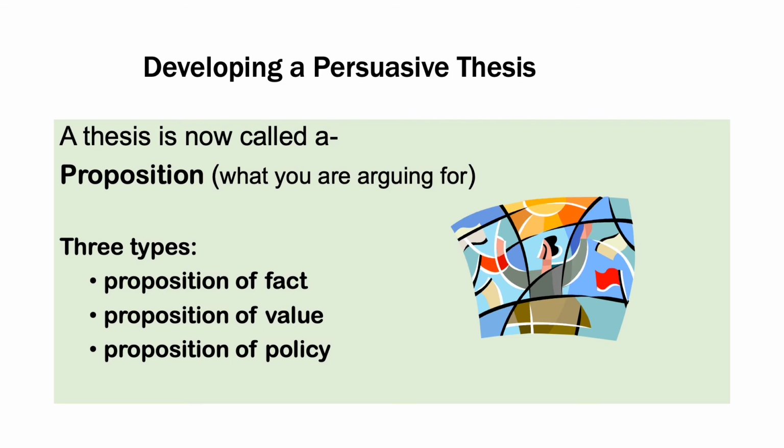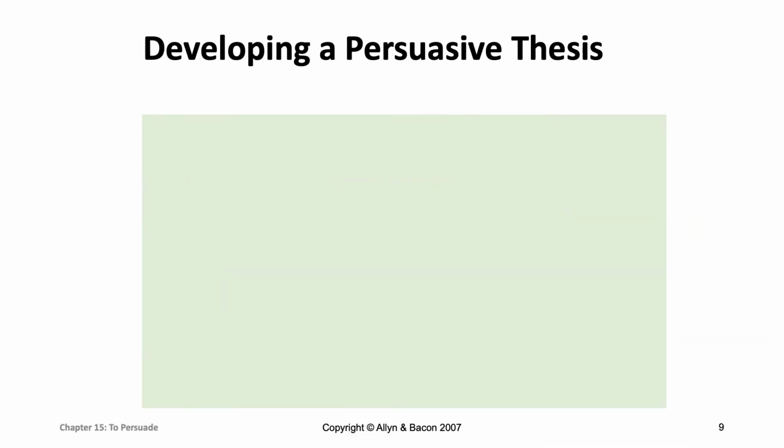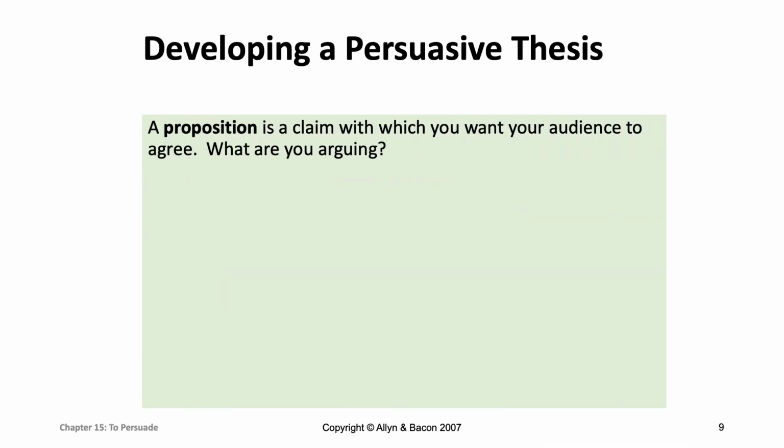So a persuasive thesis is called a proposition, and there are actually three types: a proposition of fact, value, and policy. So your proposition is, what are you arguing? And it's a simple, clear statement. It could be a proposition of fact, so you're arguing that something is true or it's false.